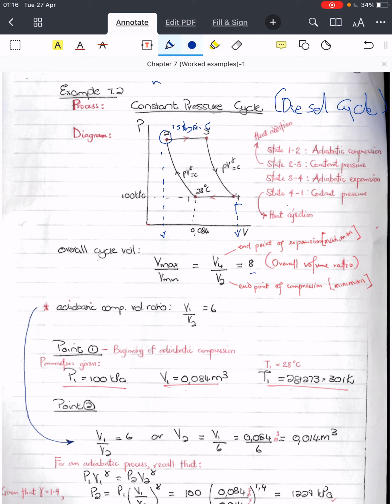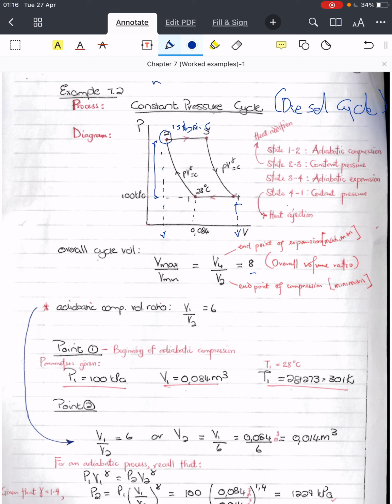It also says the adiabatic compression volume ratio. We need to look at the sketch again. Where do we have adiabatic compression? That will be 1 to 2, so it's this point. That's where we've got adiabatic compression.